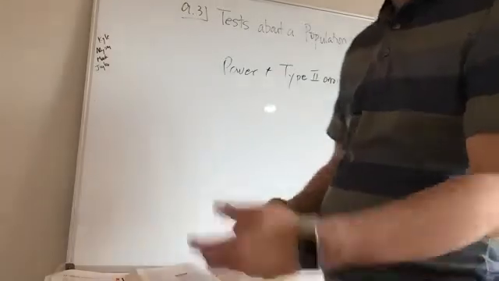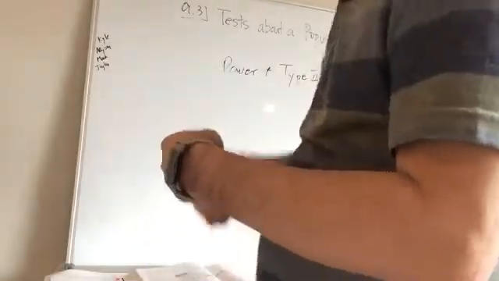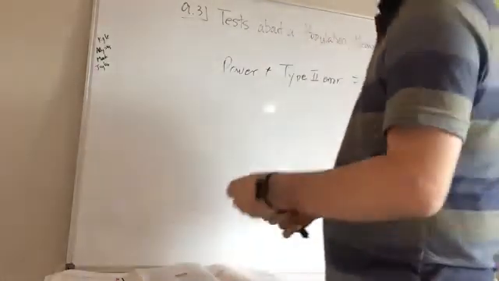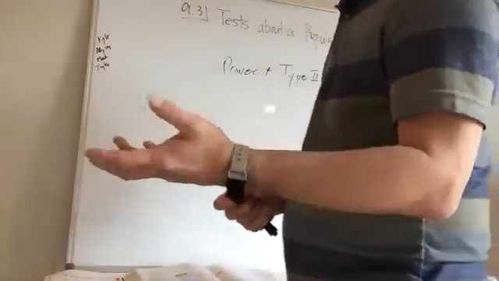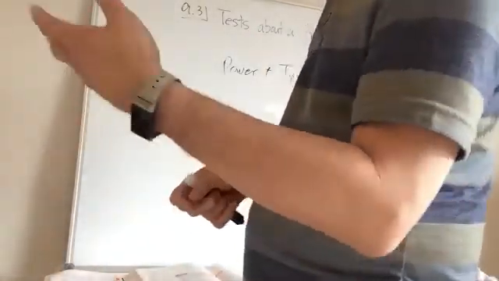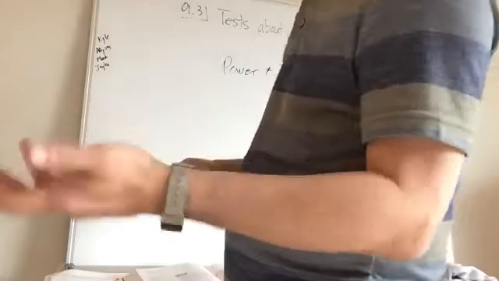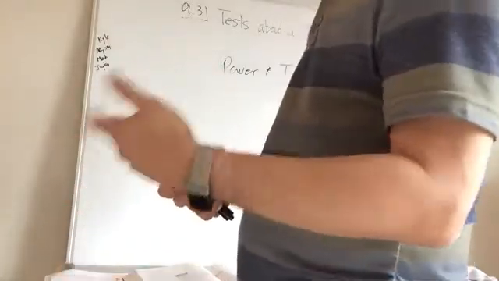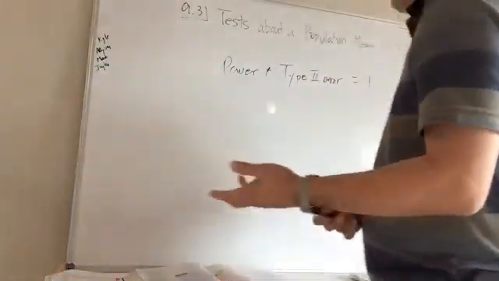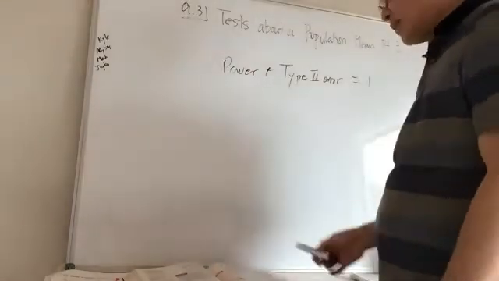So obviously you want the test to be powerful. In other words, when the Ha is true, you want to reject the Ho. So that's the power of the test.